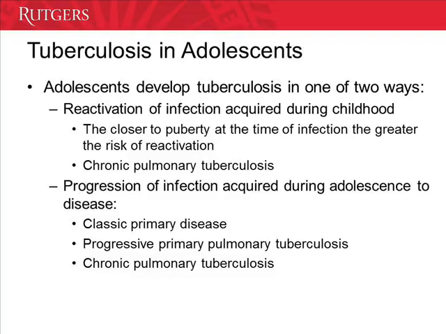Tuberculosis in adolescents. Adolescents develop tuberculosis in one of two ways. One, it could be reactivation of an infection acquired when they were children, and the closer to puberty at the time of infection, the greater the risk of reactivation. That often presents as chronic pulmonary tuberculosis. The second way is progression of infection acquired during adolescence to disease, which could present as the classic primary disease, progressive primary pulmonary TB, or chronic.